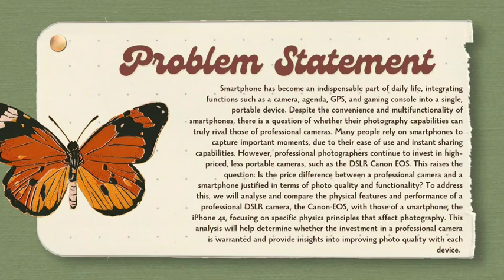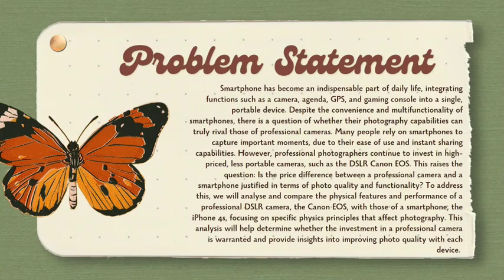This raises the question, is the price difference between a professional camera and a smartphone justified in terms of photo quality and functionality? To address this, we will analyze and compare the physical features and performance of a professional DSLR camera, the Canon EOS, with those of a smartphone, the iPhone 4S, focusing on specific physics principles that affect photography. This analysis will help determine whether the investment in a professional camera is warranted and provide insight into improving photo quality with each device.